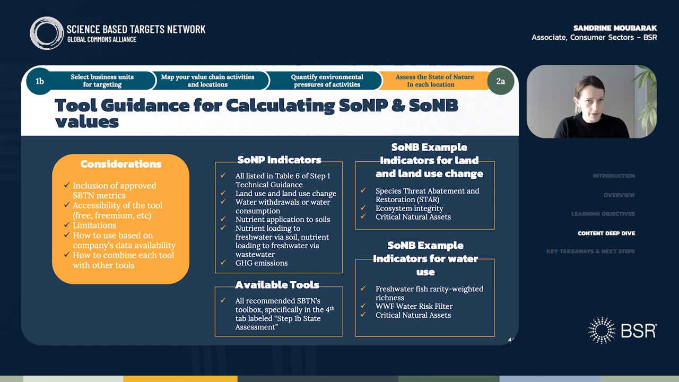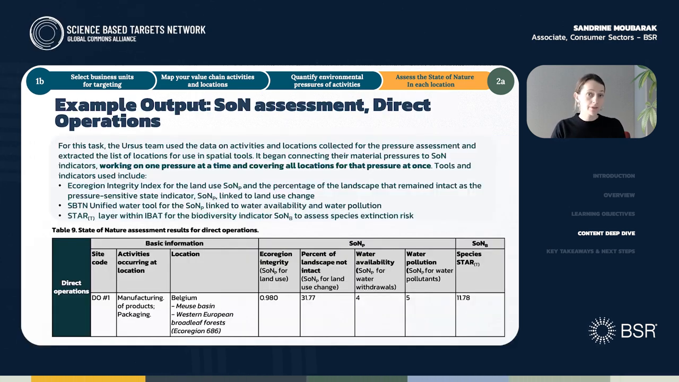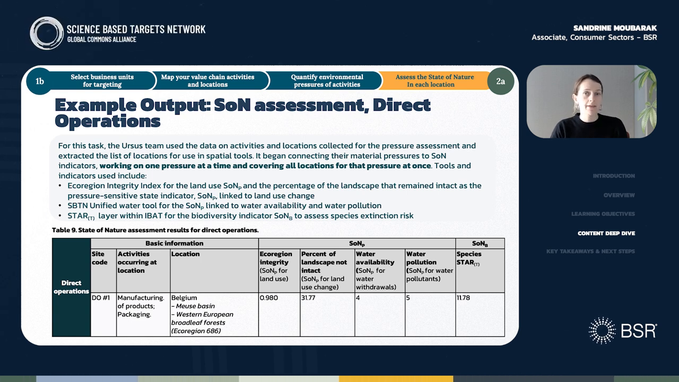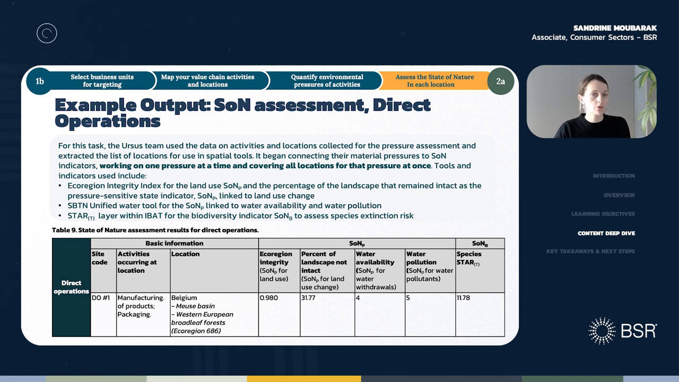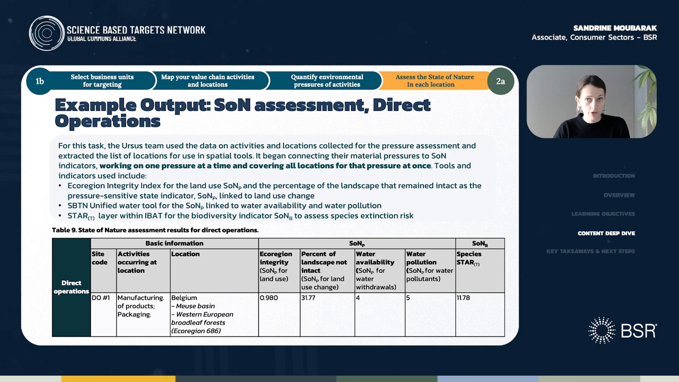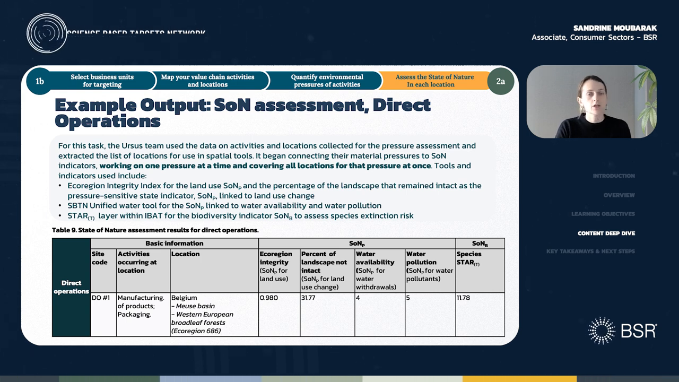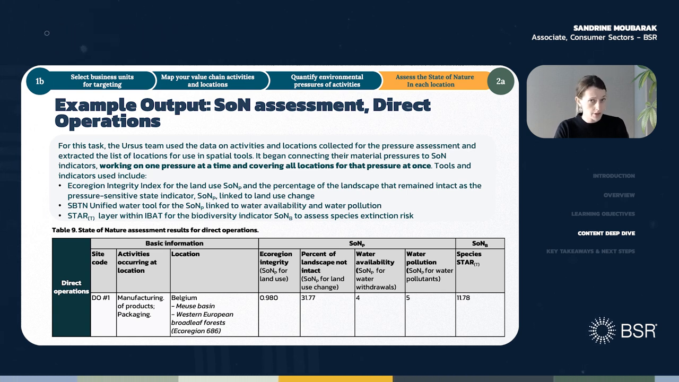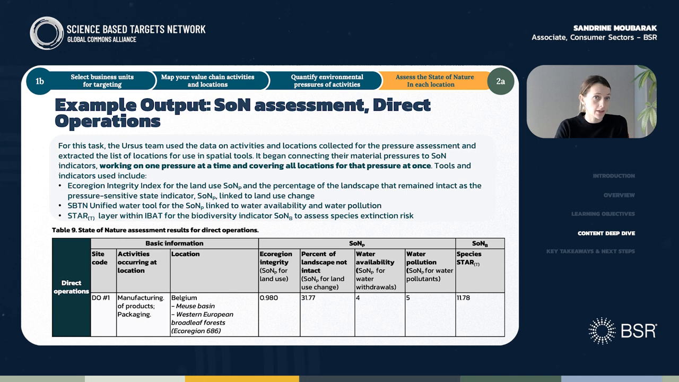Let me go back to our case study to see how Ursus Nourishment completed their state of nature assessment. For this task, the Ursus team used the data on activities and locations collected for their pressure assessment and extracted the list of locations to use in spatial tools. It began connecting their material pressure to state of nature indicators, working on one pressure at a time and covering all locations for that pressure at once. For each selected dataset, values were taken for the most granular scale possible, depending on their starting data for that activity.